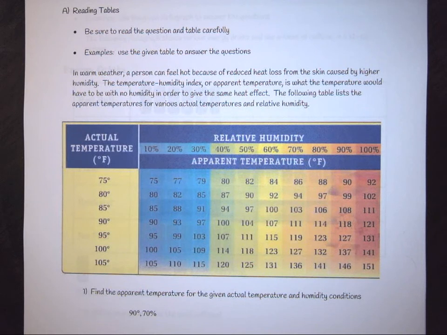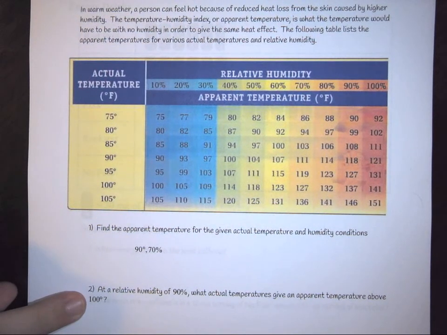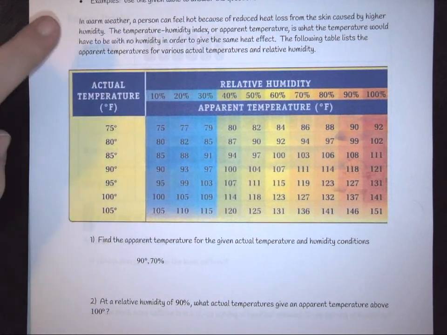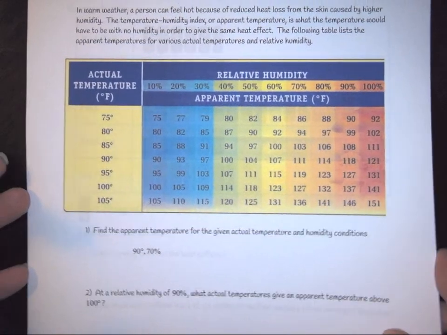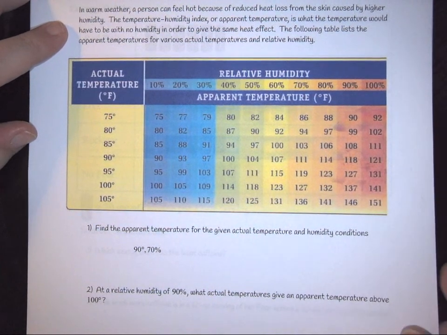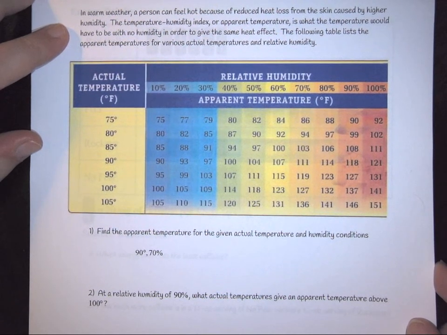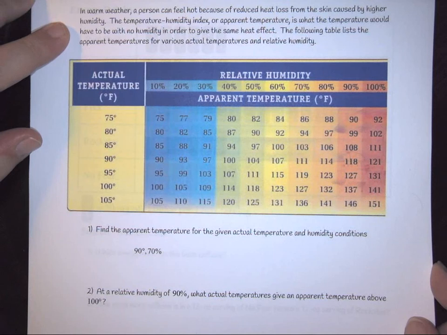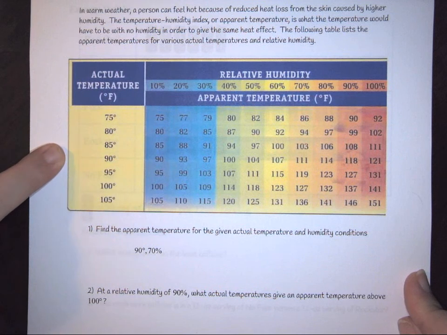Now, with it, you need to be sure that you are answering your question very carefully. With a lot of these graphs, you're given these big, huge, giant paragraphs before it, and the questions don't come down till after it. Most of the time, what's in these paragraphs is unnecessary information, and the question itself is what you really need to know. So this paragraph here is talking about warm weather and that a person can feel hot because of the reduced heat loss from skin with higher humidity and so on and so forth. Okay, and it's basically explaining what you're seeing in the table.